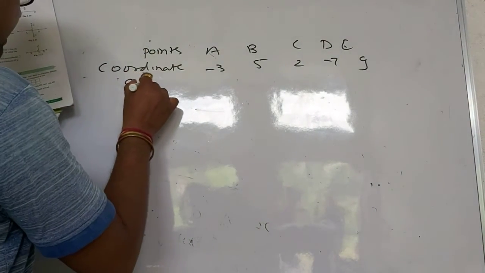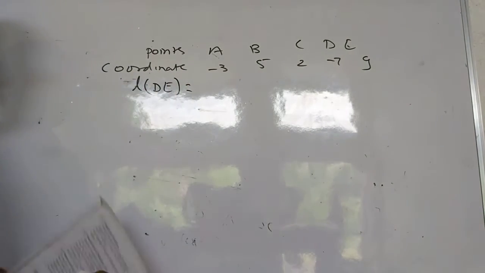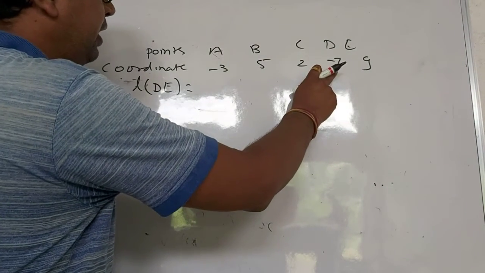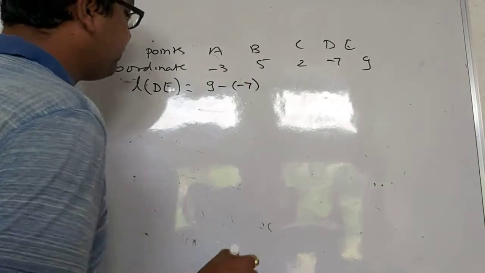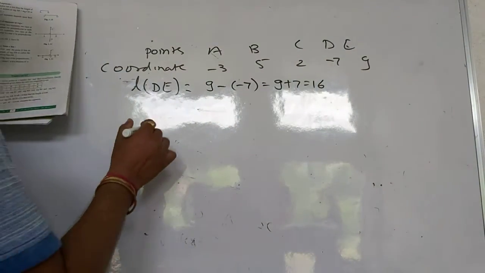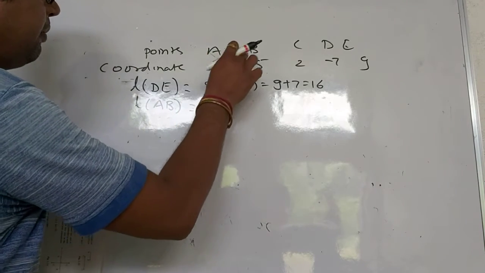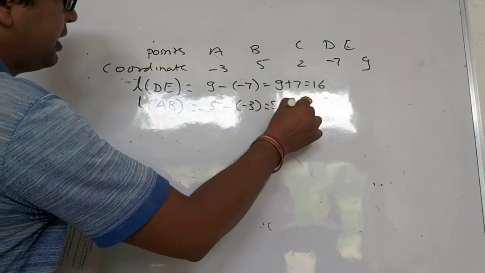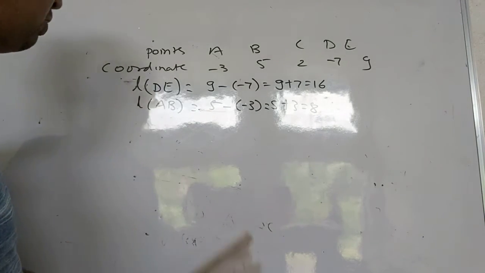First of all, segment DE, its length we will find. The coordinate of D is -7 and the coordinate of E is 9. So 9 is greater, so 9 minus (-7), you will get 9 plus 7 is 16. Next is length of AB. A is -3, B is 5, so 5 minus (-3), so 5 plus 3 is 8. Means what we are doing is subtracting the smaller coordinate from the bigger coordinate.